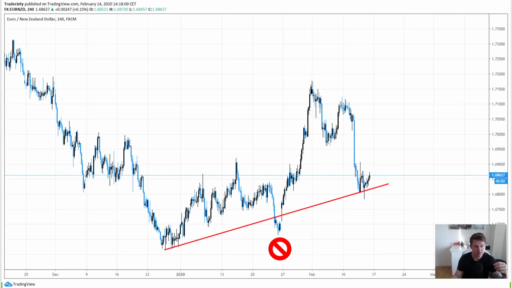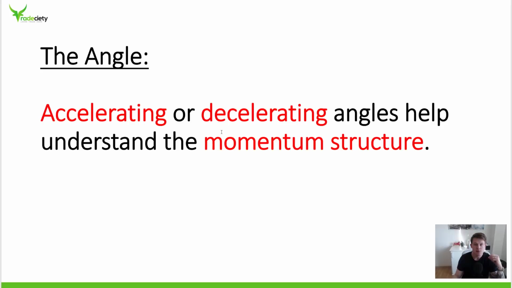And as we will see now in the second part, there are many different ways of how we can use trend lines. Another very important concept is that we look at the angle to understand momentum structure. We want to see, is the angle of a trend line rising or is it decelerating? And this will tell us a lot about what is going on in the markets. It is something that is really important when you want to understand price action and trends.